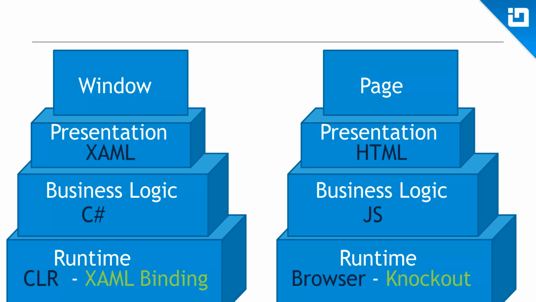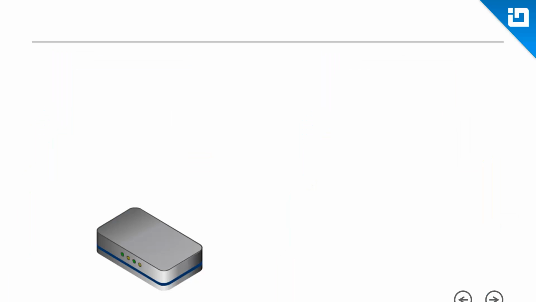Now that we're clear on the basic technology stack and we understand how it compares to WPF, let's now look at the bare essentials of a single page application. Let's look at the bare minimum. What are the basic pieces that we need to make a single page application?